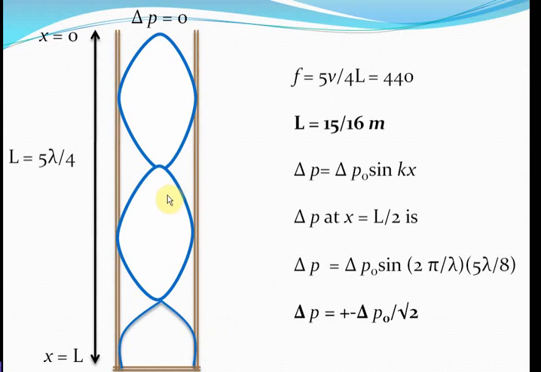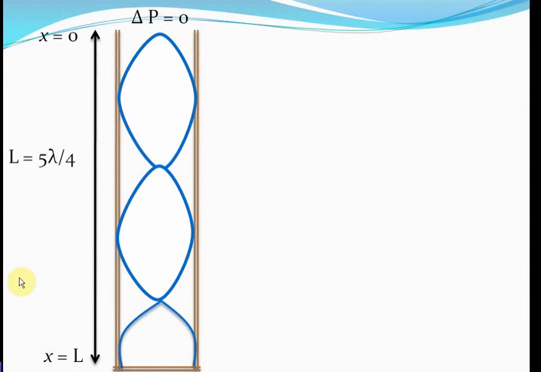The third part of the question is even more interesting. We have to calculate the exact values of maximum and minimum pressure at both the ends of the closed organ pipe. That is, we have to calculate the maximum and minimum pressure at this end, the open end, and the maximum and minimum pressure at this end, the closed end.